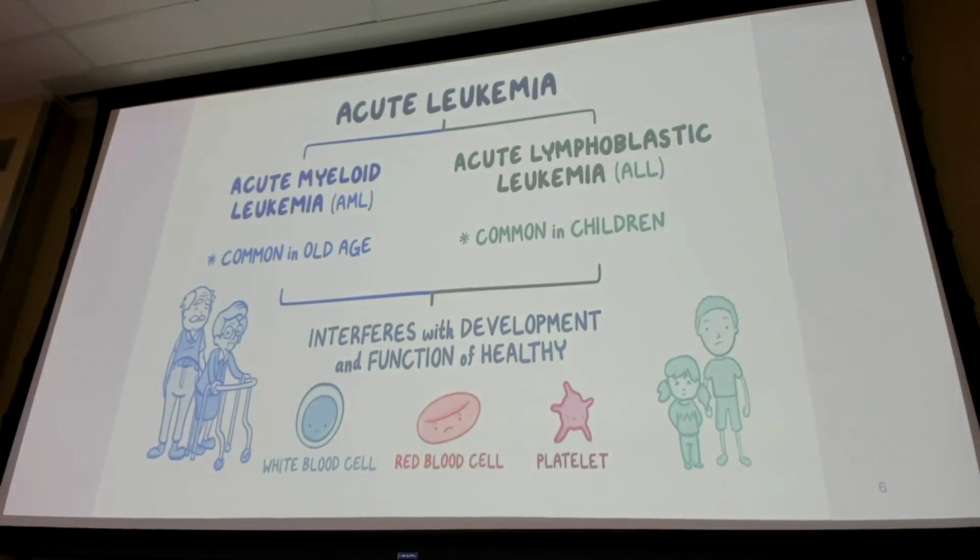All right, acute leukemias. Acute myeloid, again, older. Acute lymphoblastic leukemia, more common in children. Interferes with production of your WBCs, your RBCs, and your platelets. So you have enough proliferation of something, that myelogenous line, it's acute myeloid, and eventually whatever that is starts to crowd out the rest of the bone marrow, so the production of the other cellular elements starts to decrease.